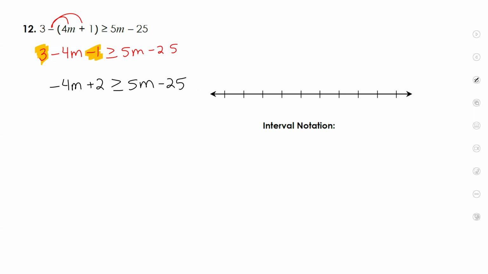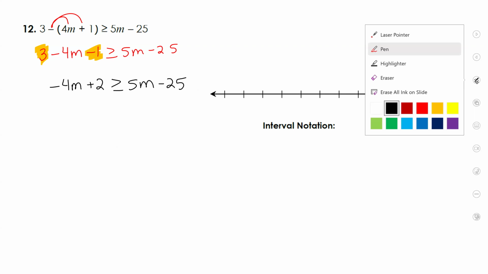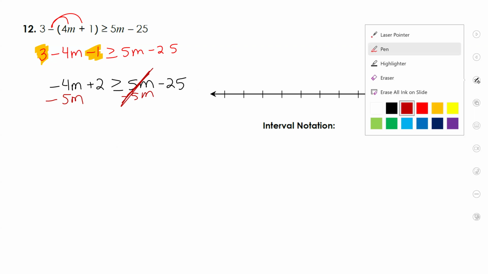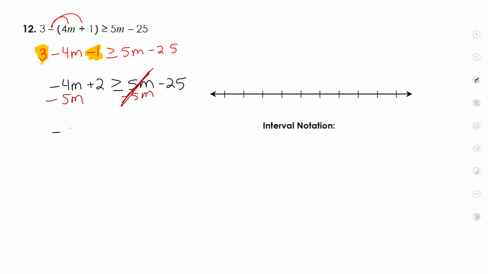Okay, I want all of my m's together on one side and my numbers on the other side. So what I'm going to do is put this 5m on this side. I'm subtracting 5m from both sides. Those canceled out. So let's see what I have. I have -9m plus 2 is greater than or equal to -25. What's next, guys? Yep, subtract this constant. So I'm going to subtract 2 from both sides. And I have negative 9m is greater than or equal to negative 27.